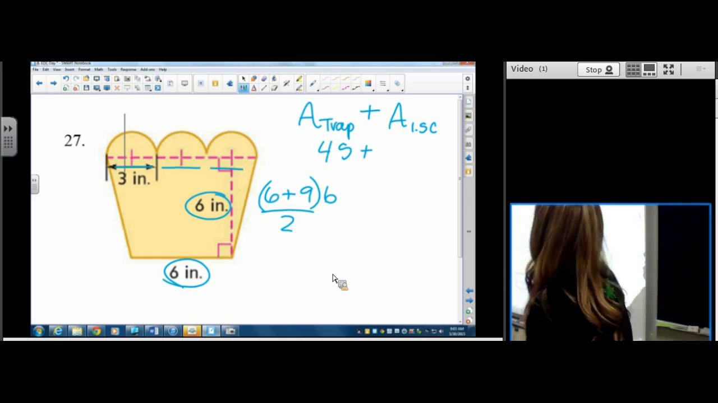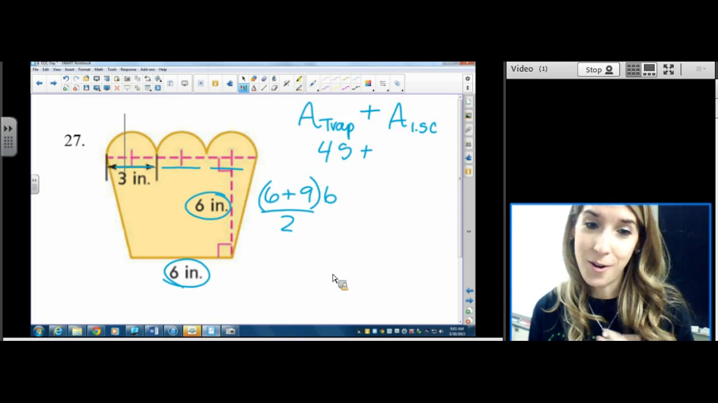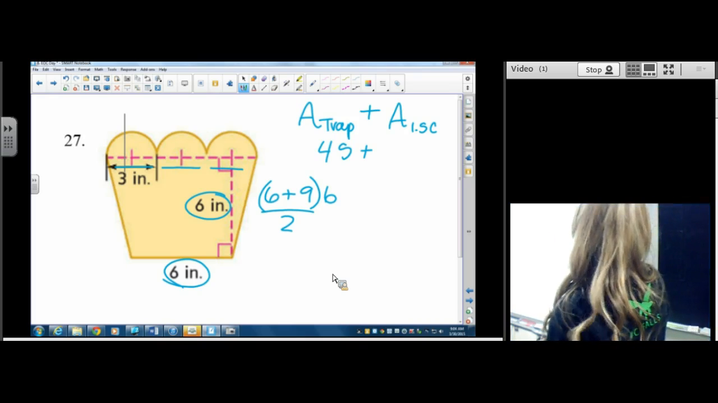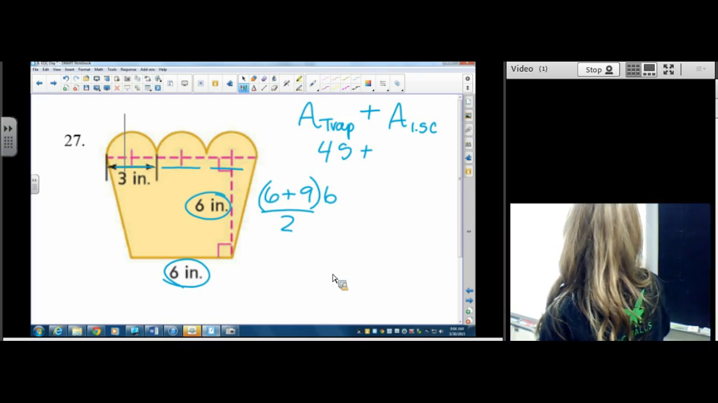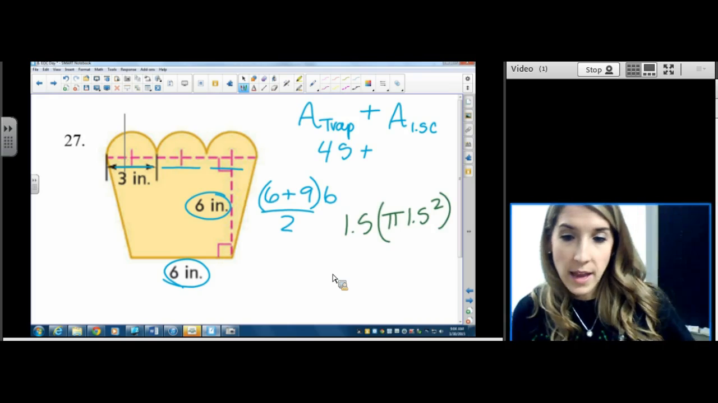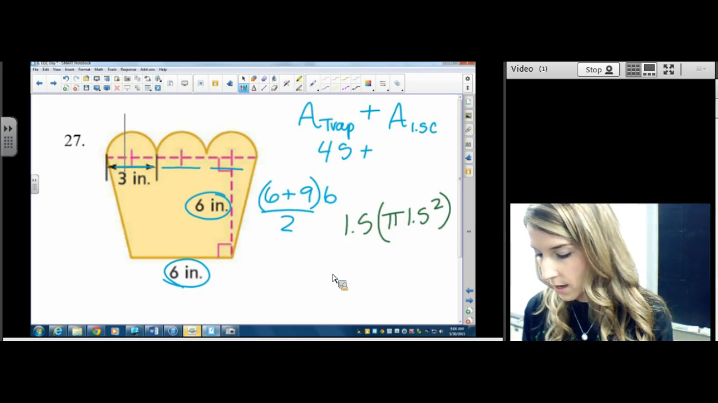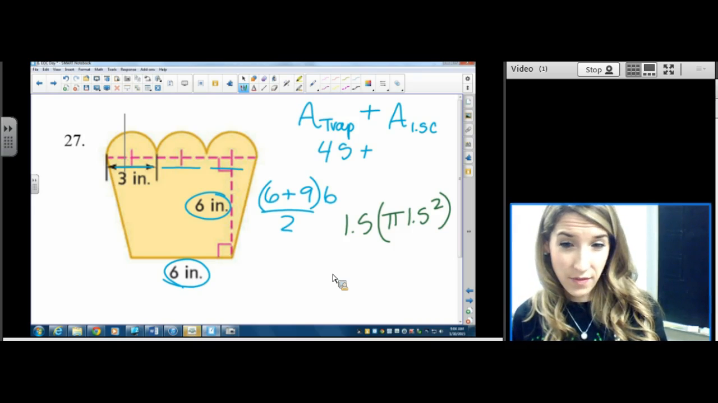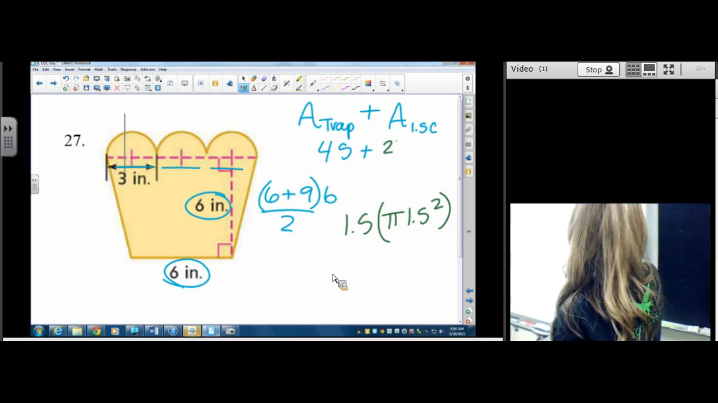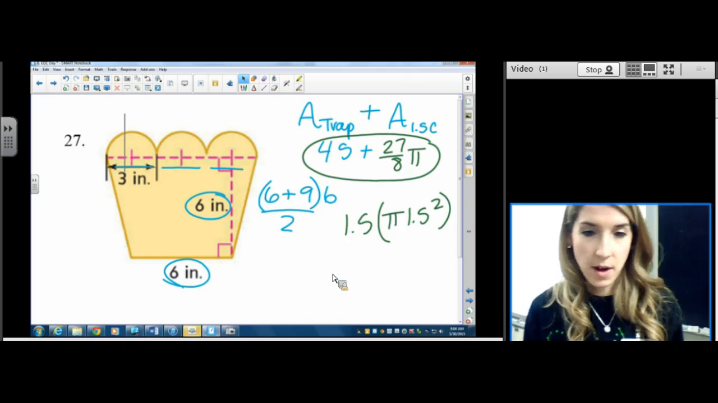Okay, we want the area of one circle, and then we want to multiply it by 1.5. What's the radius of one circle? It's kind of confusing because the radius is 1.5, right? Or 3 halves. So pi r squared, but we don't want just one of them. We want 1.5 of them. You could also use 3 halves instead of 1.5 if you want. You're going to get 27 eighths or 3.375. I don't care which one, but on my answers, I have 27 eighths. That was ugly, sorry. This one we're adding because we're not taking anything away.